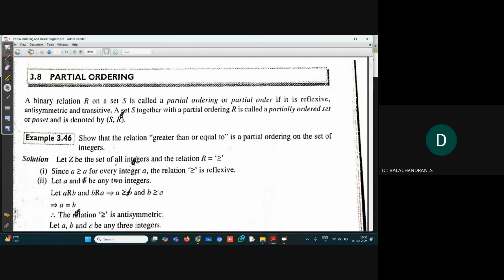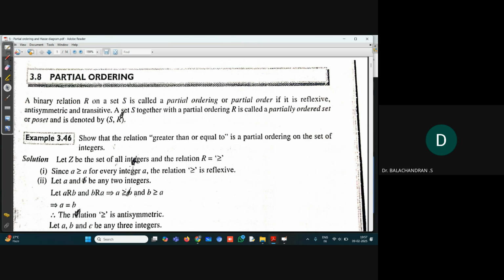If it is greater than, you can't say A greater than A. It is not true. But A greater than or equal to A is true for every integer, because here our set is the set of integers. So that's why greater than or equal to is reflexive. Next, for antisymmetric, you need to assume what? A is related to B, and B is related to A. So you need to prove A equal to B.